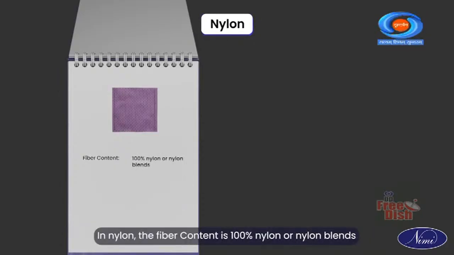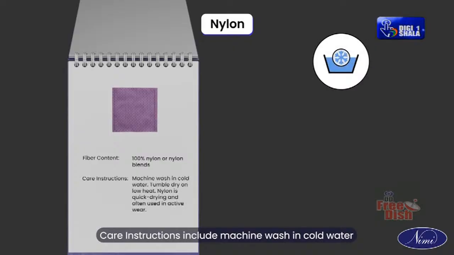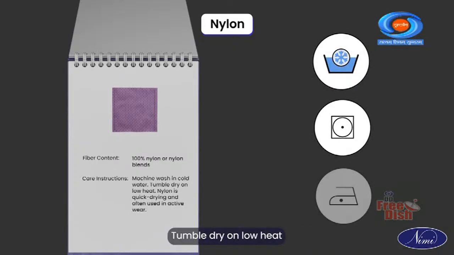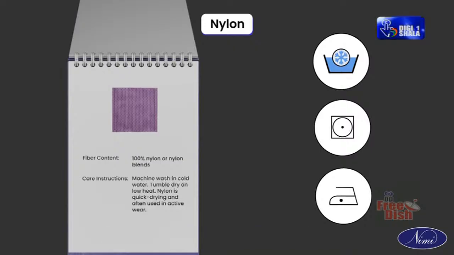In nylon, the fiber content is 100% nylon or nylon blends. Care instructions include machine wash in cold water, tumble dry on low heat. Nylon is quick drying and often used in active wear.